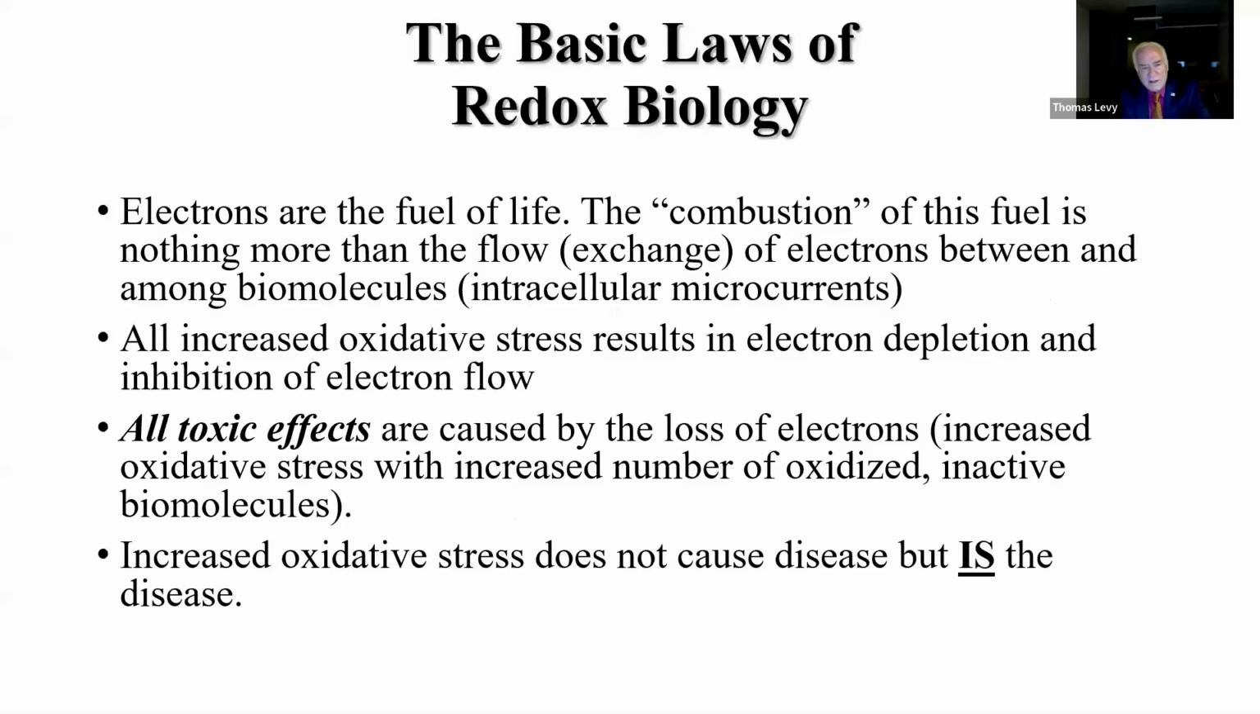All right, so a basic rundown then of these laws that I put together of redox biology.